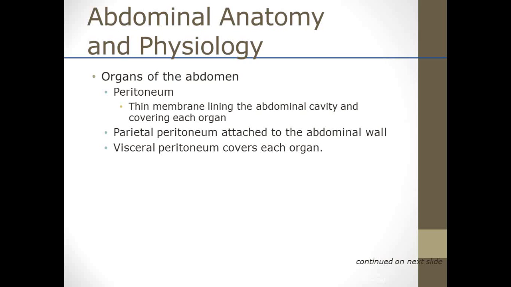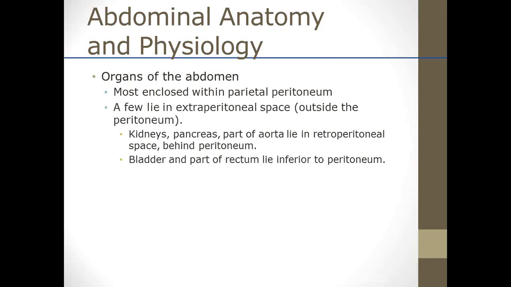The same thing can happen with our abdomen. It's not as likely, but we still have those same properties inside the abdomen, which is going to be important in assessing pain. So most of the organs in our abdomen are enclosed within that parietal peritoneum. And I'll show you a picture in just a minute here, there are a few exceptions that lie in what we call the extraperitoneal space. So that's outside that peritoneal cavity.